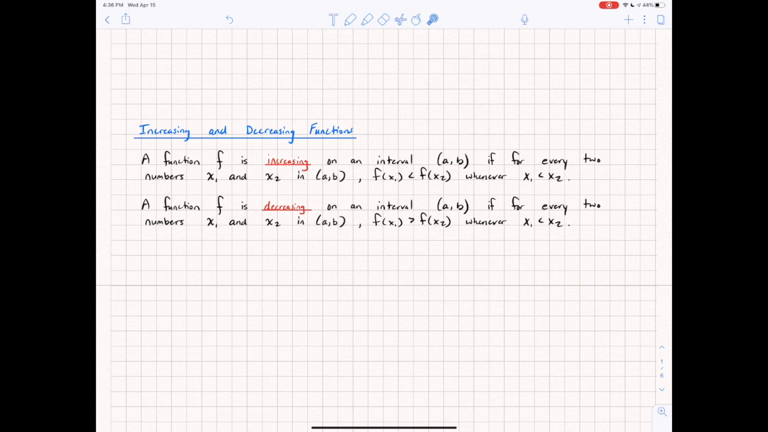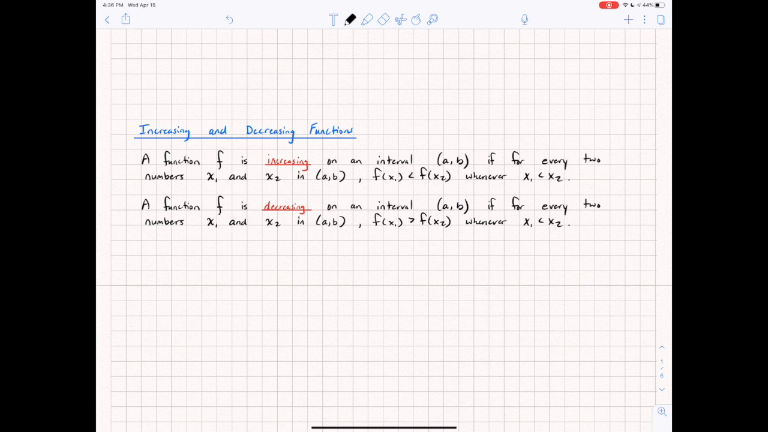A function f is increasing on an interval from a to b if for every 2 numbers x1 and x2 in that interval, f of x1 is less than f of x2 whenever we choose x1 to be less than x2. So let me give you a basic example for this.